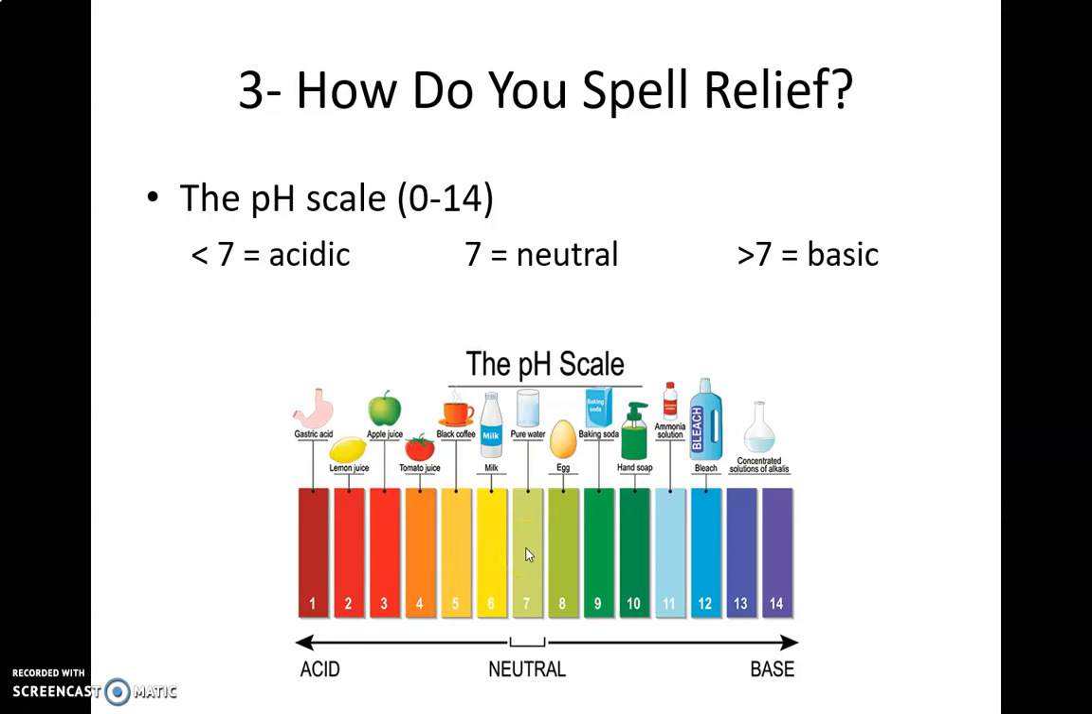The same is true over here for bases going the other direction. So you can see again, if I move away from 7 but towards the right, now I'm on the base, or the basic, side of the pH scale. I've got written over here that any substance that has a pH greater than 7 is considered basic. What this means is that anything that's got a pH of 13 or 14 is a very, very strong base. And anything over here that has a pH of 8 or 9 is going to be a lot more of a weak base compared to the bases over on this side. So that's how the pH scale really works.